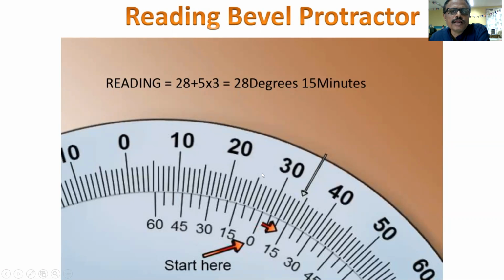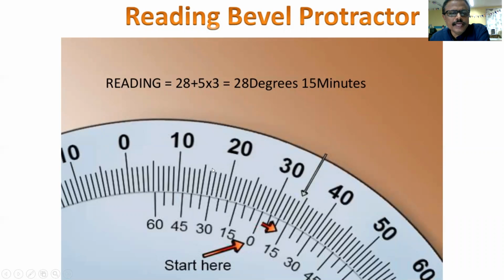How to read the bevel protractor? In the bevel protractor, there are two scales as you can see here. The first one, the outer one, is the main scale and it has this vernier scale here. The main scale is graduated in degrees and the vernier scale is in minutes. So you can see the example here.